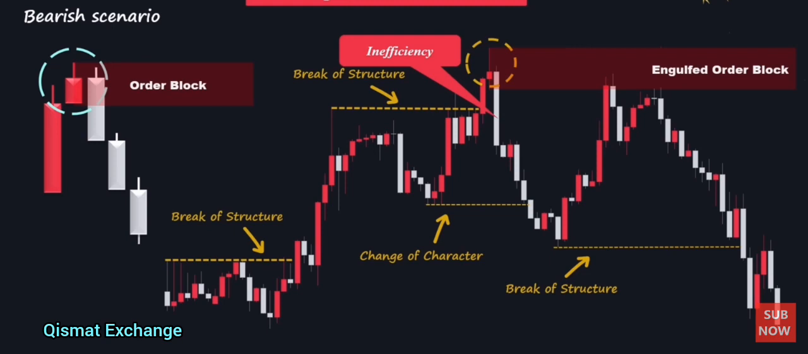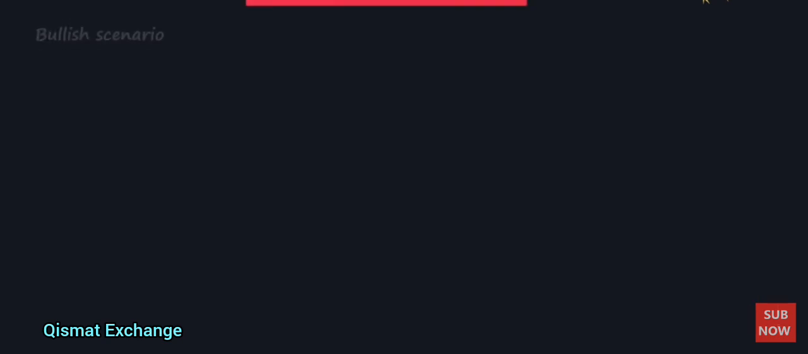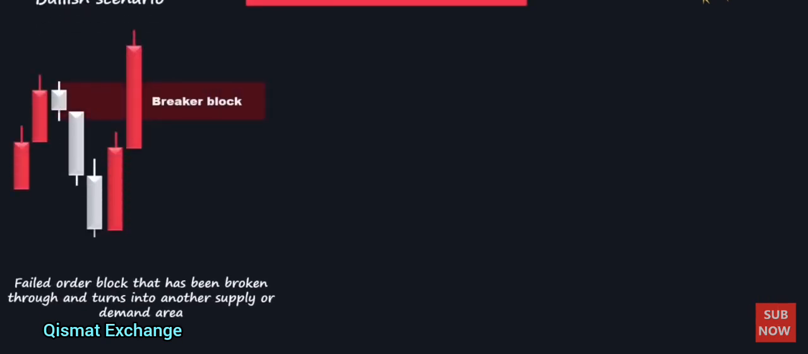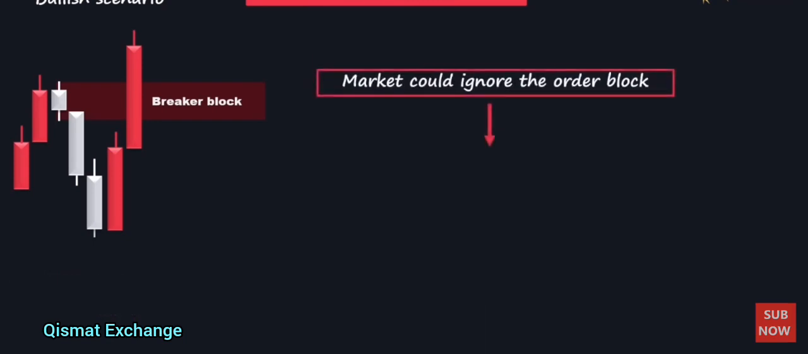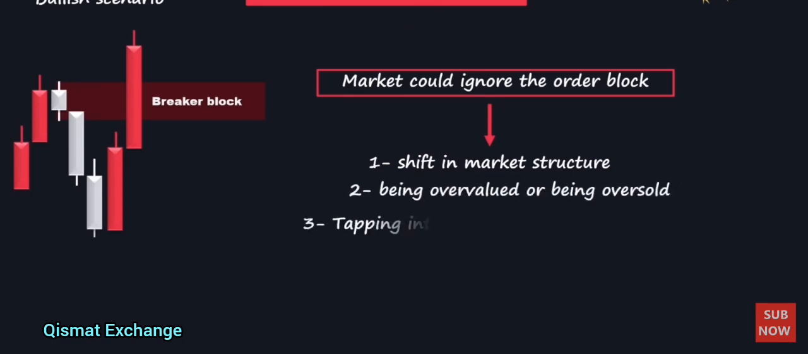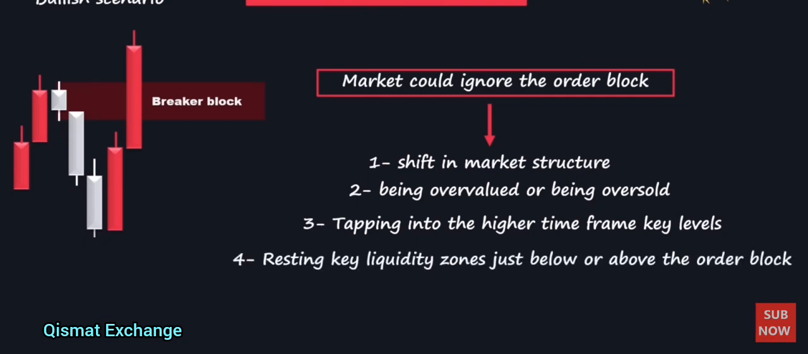Let's see the next order block type, breaker block. Breaker block is a failed order block that has been broken through and turned into another supply or demand area on the chart. As you know, guys, market could ignore the order block supply and demand for many reasons, including a shift in market structure, being overvalued or being oversold, tapping into the higher time frame key levels, or resting key liquidity zones just below or above the order block. When a valid order block fails to reject the price and price breaks through it, it becomes a supply or demand level, which we call breaker block.